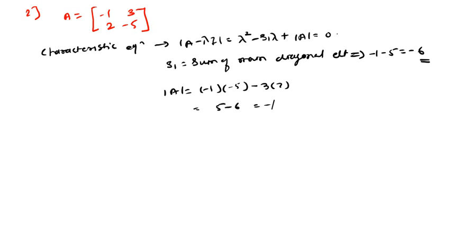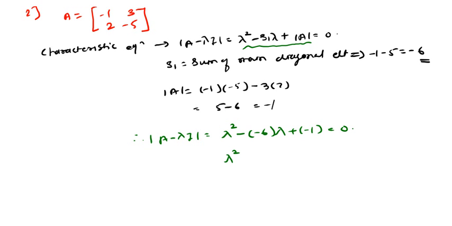So put these values in this equation. Our characteristic equation, determinant A minus lambda I, will be lambda square minus s1, s1 is minus 6, into lambda, plus determinant, which is minus 1, equal to 0. So finally we get lambda square plus 6 lambda minus 1 equal to 0. That will be the characteristic equation of this 2 by 2 matrix.